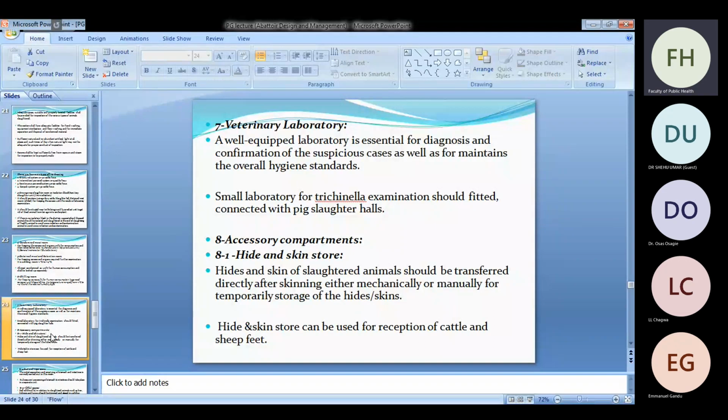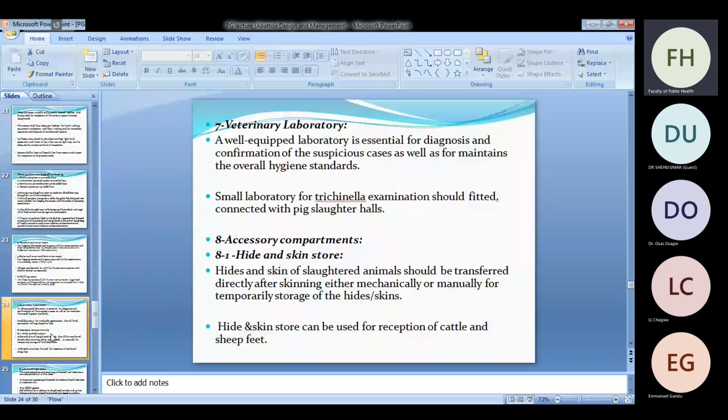A small lab can also help us in the case of Trichinella examination, in the case of pigs, in the pig slaughter hall. You can also do other things; anything you can do in the lab. Lab is essential. The next thing is essential apartments like the hide and skin stores, where you keep the hide and skin of slaughtered animals.